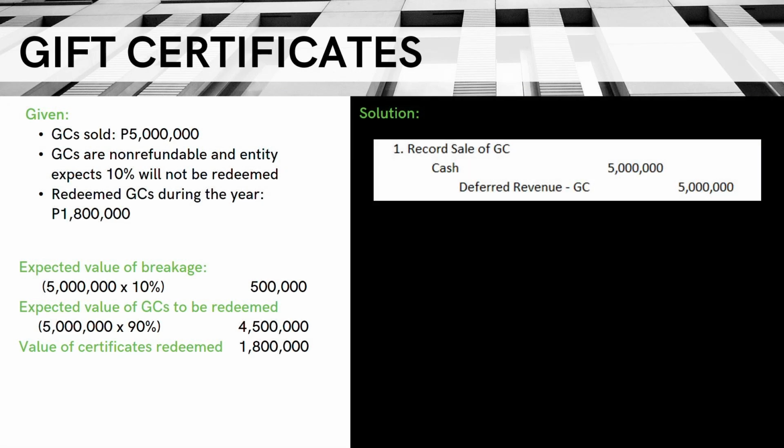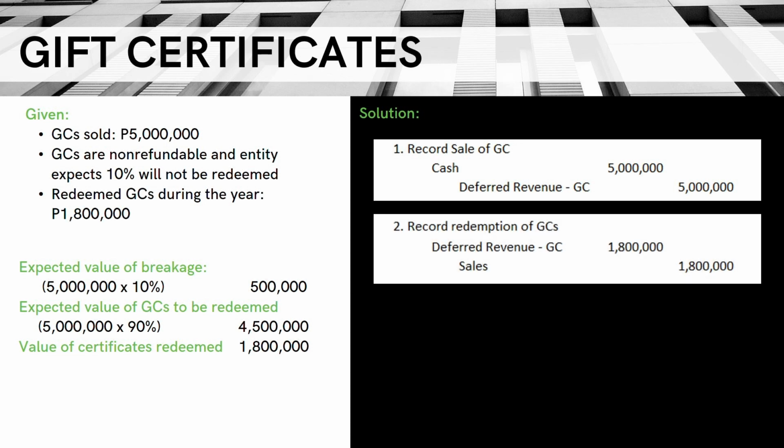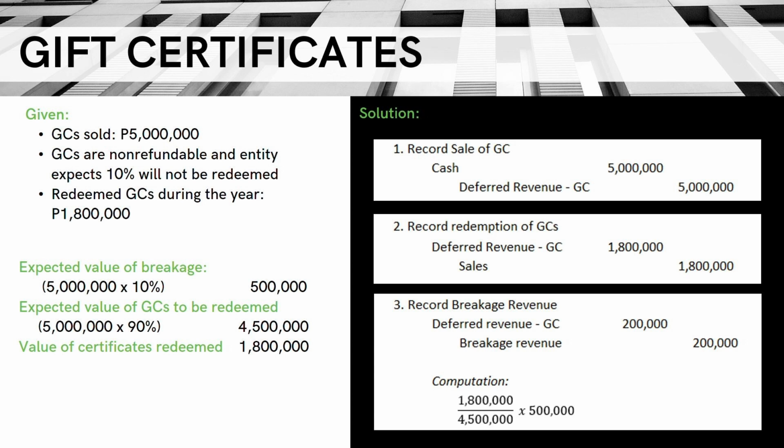First is to record your sales of the gift certificates. So, that is cash and then a credit to deferred revenue for 5 million. Next is to record your redemption of the GCs. So, this is the given 1,800,000. So, your liability decreases, that's why you debit deferred revenue GC and then recognize the sale for 1,800,000. Then, third is to record your breakage revenue. So, a debit of deferred revenue and then credit breakage revenue. Instead of sales, breakage revenue is used.